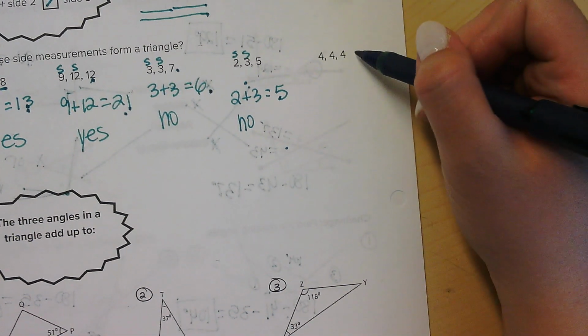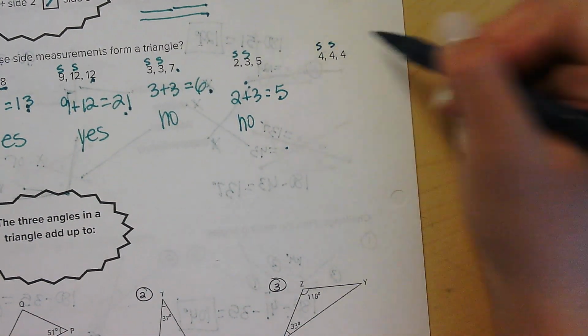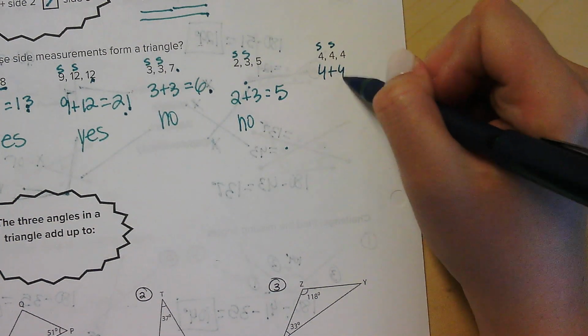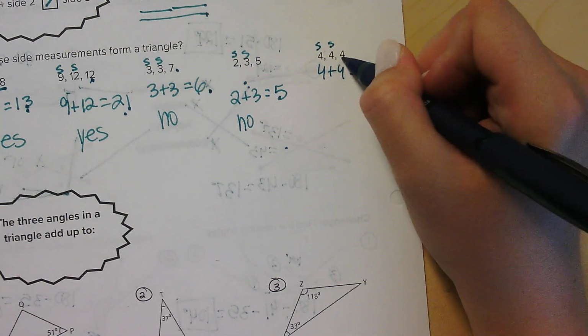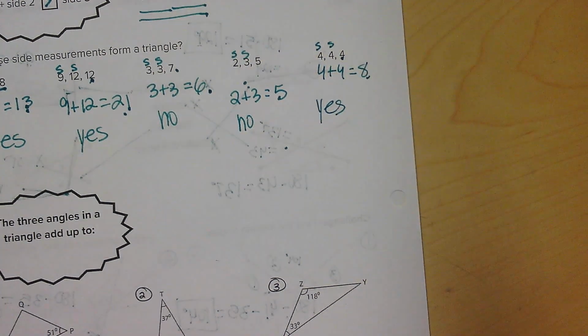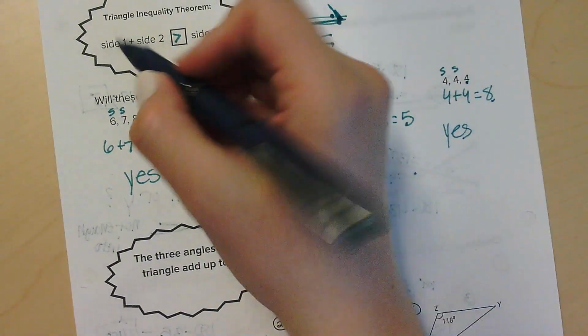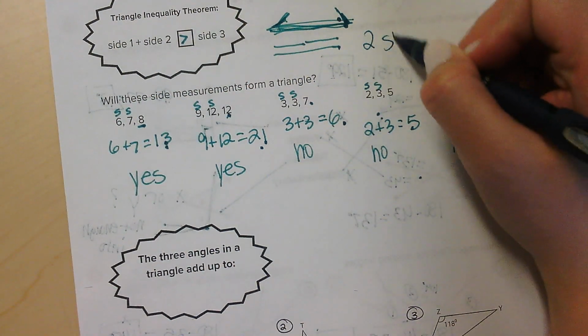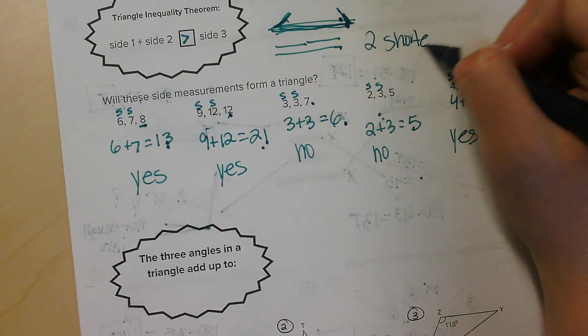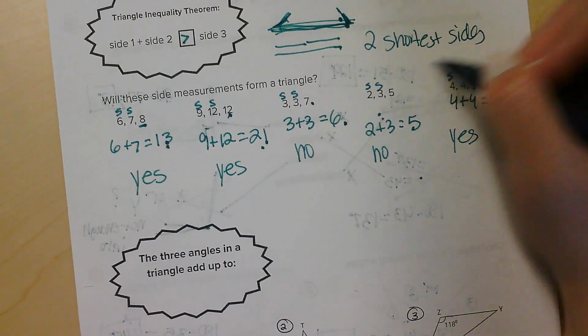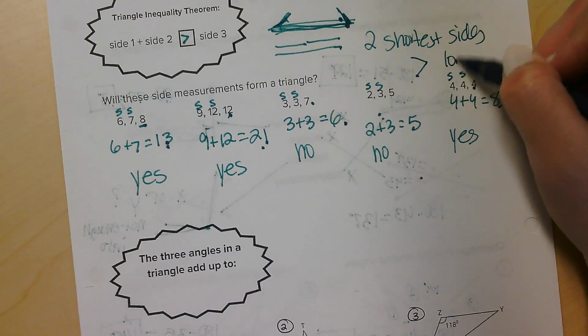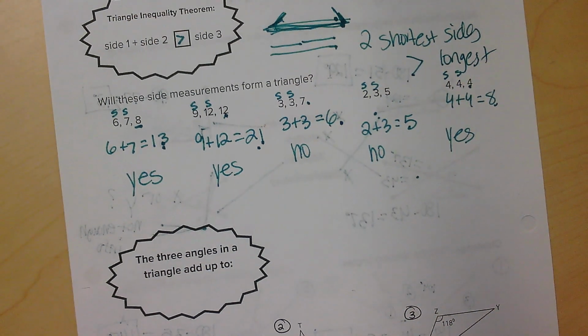Okay, I have 3 of the same sides, so I'm just going to pick 2 of them. 4 plus 4 is 8. 8 is greater than 4, so this would make a triangle. Okay, so just to recap, if my 2 shortest sides are greater than my longest when they're added, then it will make a triangle.